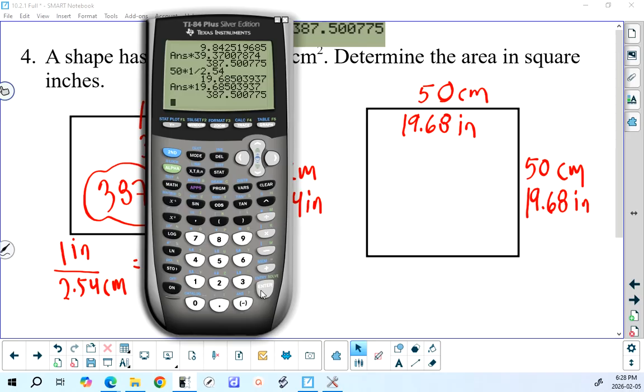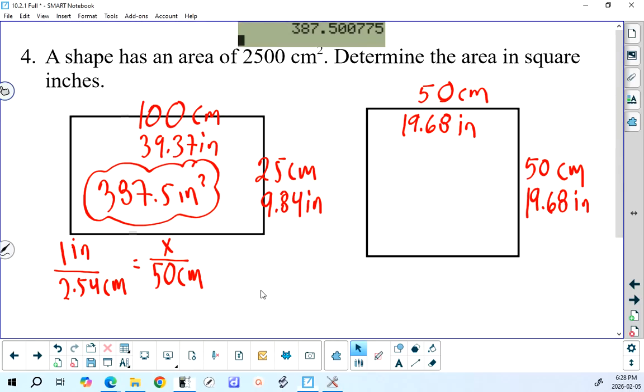And just trust me, have faith in what I'm telling you. This is the best way to do it. Create a shape that has dimensions that give you that area. Then change the dimensions to the new units and find the new area. Well, it's not a new area, but find the area with the new units. So this is our answer.